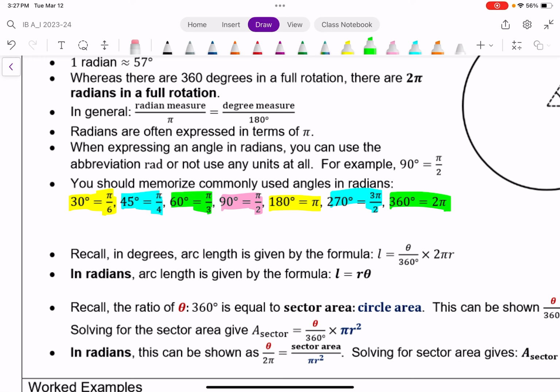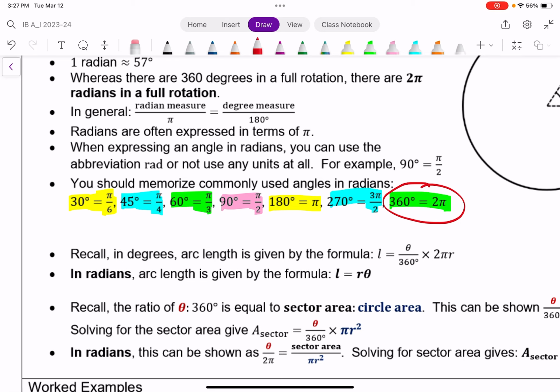off by heart. You know them off by heart, almost instantly. That's what I'm looking for. And it all really goes back to the idea that once we realize that a full rotation is 2 pi radians, we can work our way backwards to any of these.